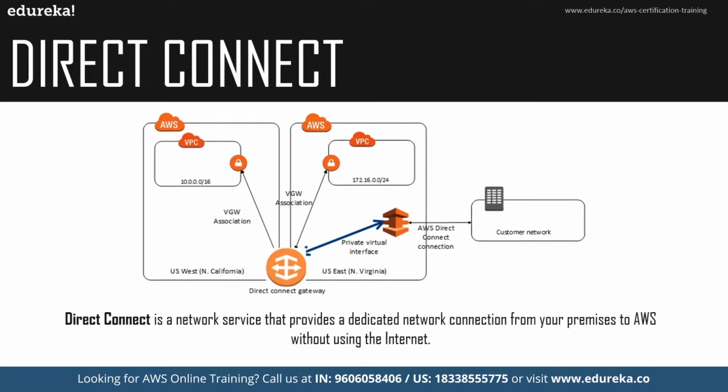Direct Connect is a network service that provides a dedicated network connection from your premises to AWS without using the internet. So how does it happen? It happens in such a way that there are vendors who provide a Direct Connect hub for each region. Now the customer's data center can connect to this Direct Connect gateway. There are third-party vendors who can lay down these lines.